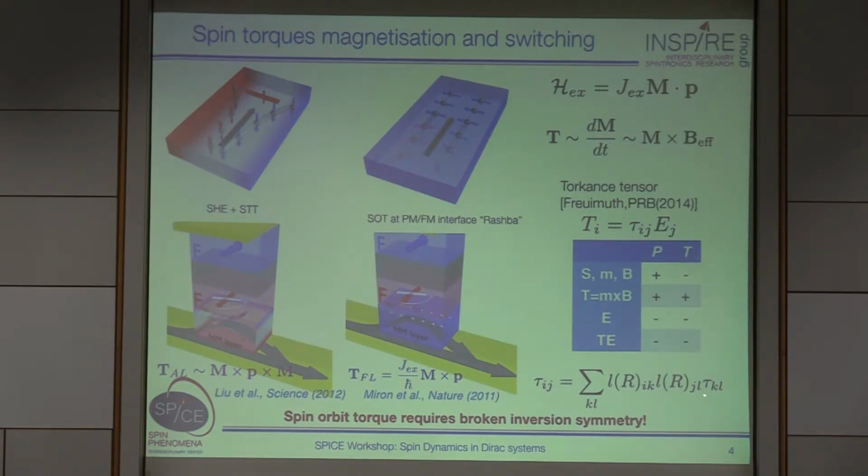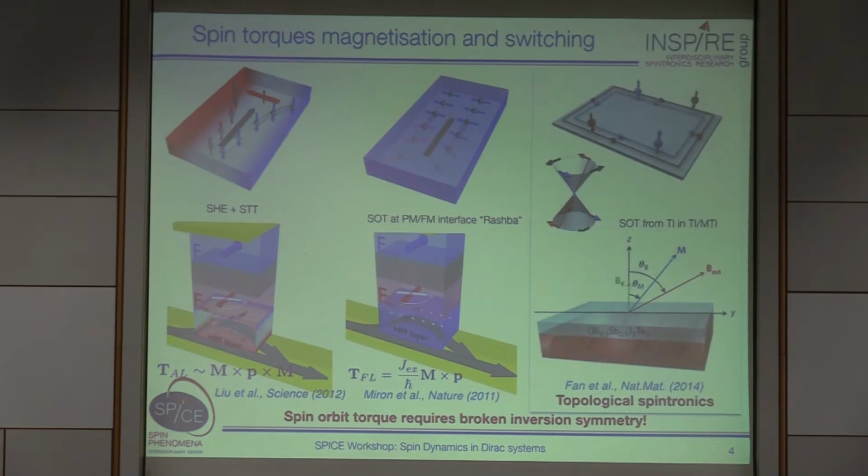As you can see from the symmetry properties of the torquance tensor, which is defined via this relation, the quantities which come into these equations transform under spatial inversion and time reversal symmetry as this. So this means that you need to look not only at the Laue point group, but at the magnetic point group when you look at this spin orbit torquance tensor. And this will be non-zero only when you have non-centrosymmetricity in your system.